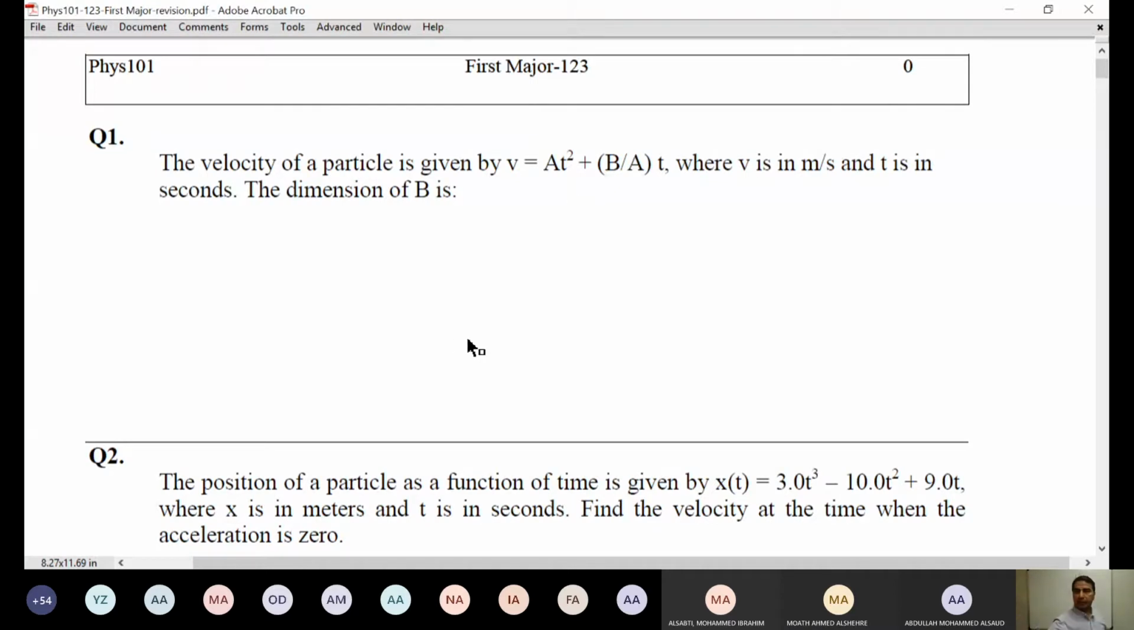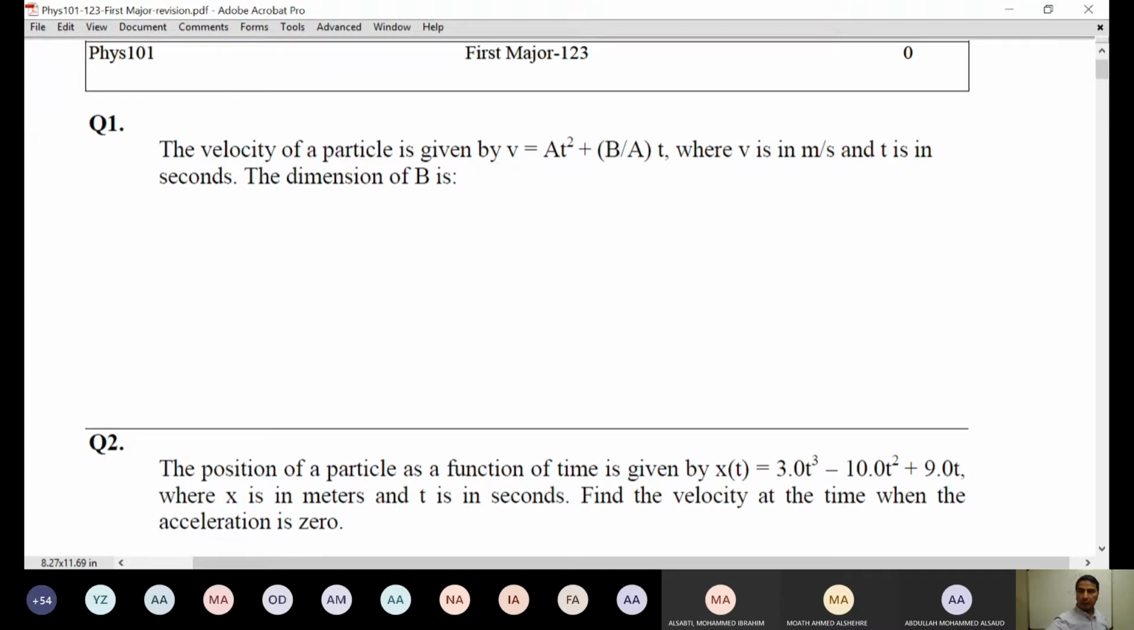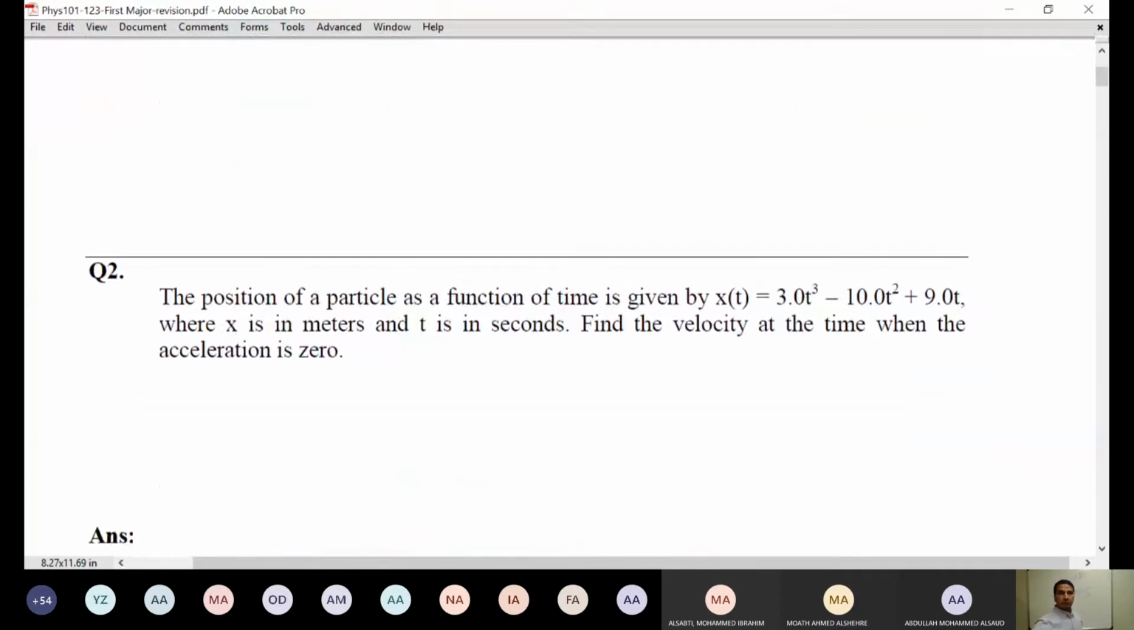Okay, let's go on to the second problem. The position of a particle as a function of time is given by this equation, where x is in meters and t is in seconds. Find the velocity at a time when the acceleration is 0. It's a very straightforward question if you look at it. So here we have x equals 3t cubed minus 10t squared plus 9t.